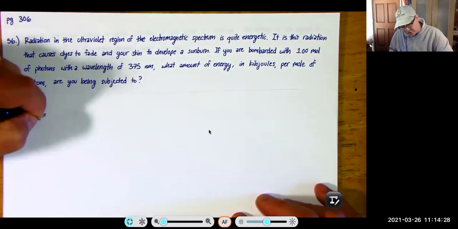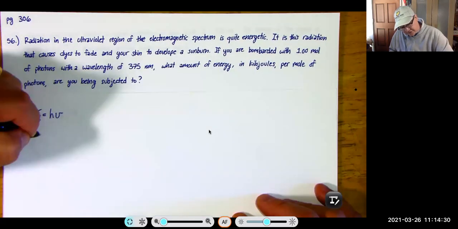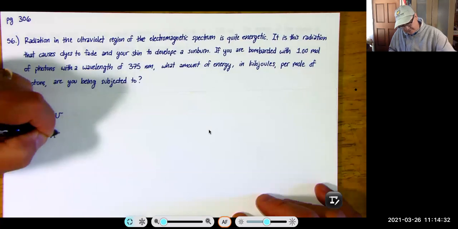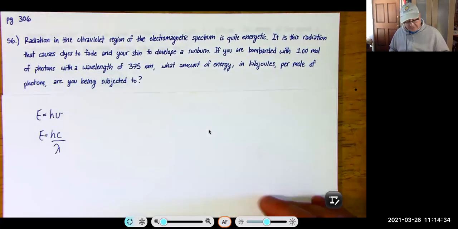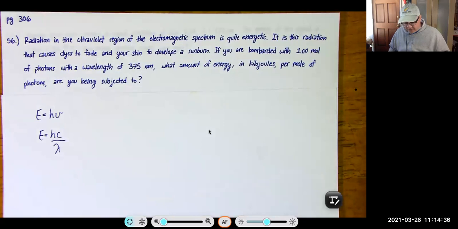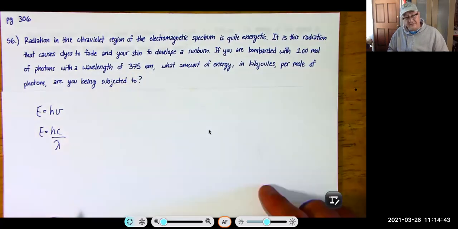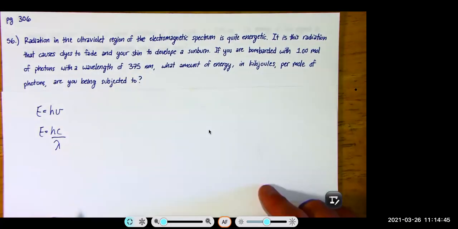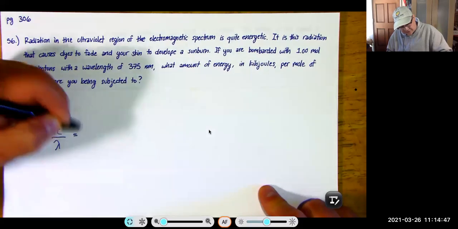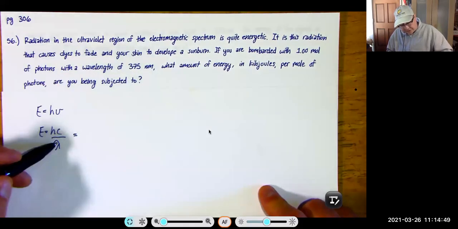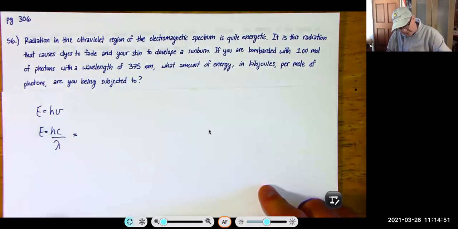E equals h nu, or E is equal to hc over lambda, right? When we're talking about photons. So given that we're given the wavelength, do we want to use the top equation or the bottom equation? Bottom one. Let's do the bottom one, even though it has 3 parts to it, because we're given the wavelength, we're going to use it.